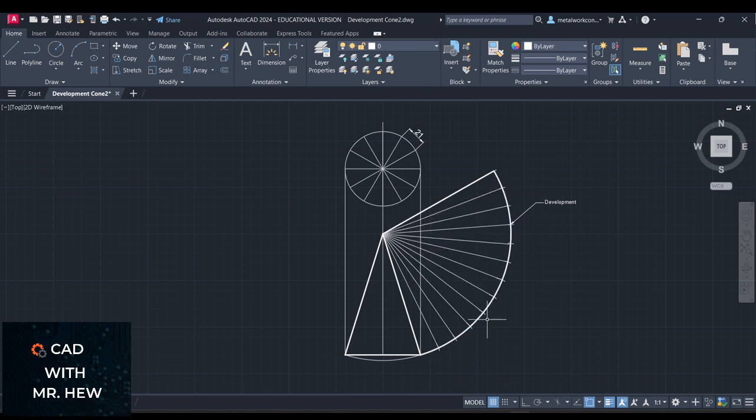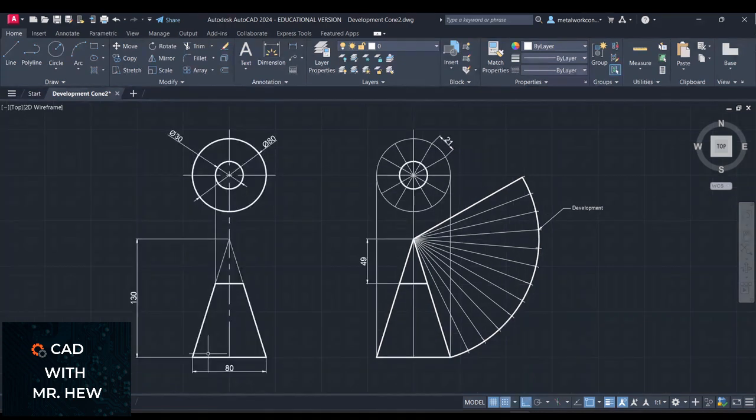Then the next step is to locate the cut on the cone. The diagram on the left of the screen shows the front elevation and plan of the truncated cone. The diagram on the right shows the start of the development for this truncated cone. Here we have 12 divisions being marked off, and the length of the arc would be this measurement shown in the plan.